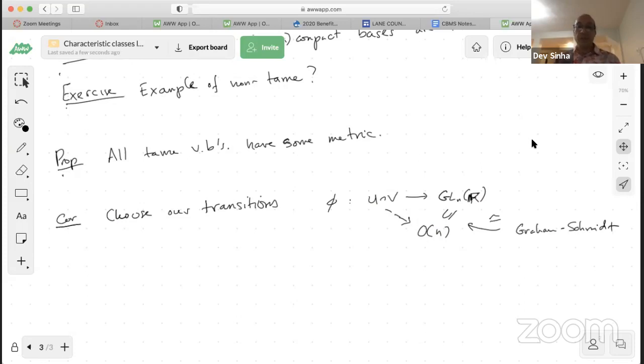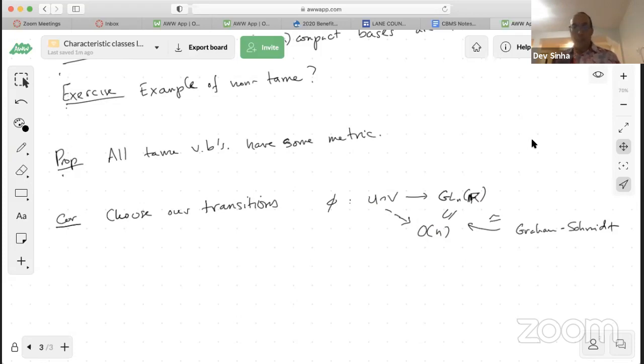That means that that's essentially equivalent. So it goes the other way around. Suppose you can reduce from GLNR to ON. In fact, you can use Graham-Schmidt. That would be an alternative route of proving that tame vector bundles have some metric. Although again, I think that you need the tameness. It's equivalent. You might think that Graham-Schmidt would give it in general, but I don't think it does.